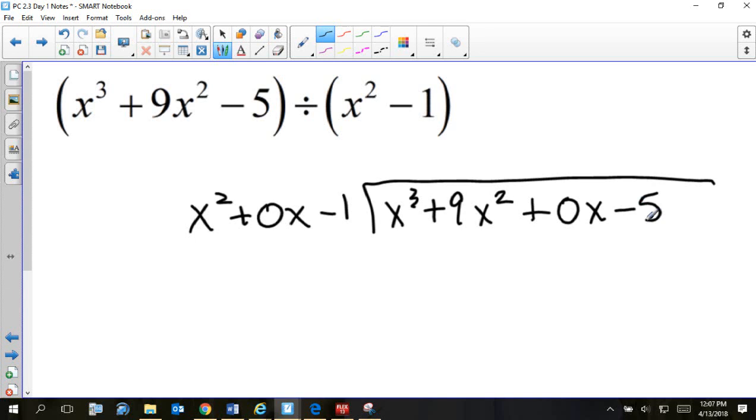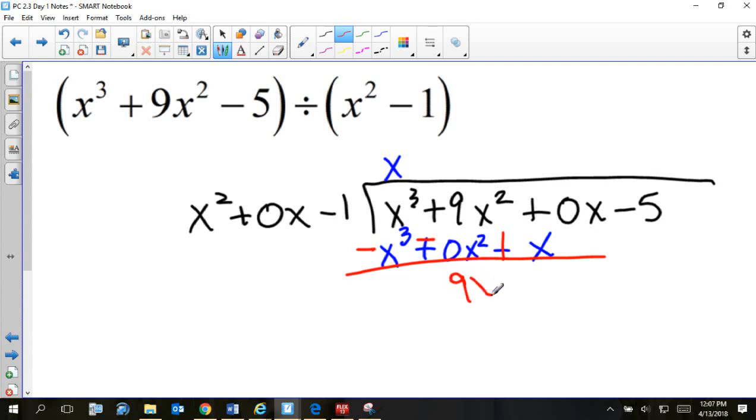And then what do we do first? Divide. So x squared and x third. How many times does x squared go into x cubed? X times. Then we multiply, and I'm going to multiply to all 3 terms. And we subtract. Bring it on down.